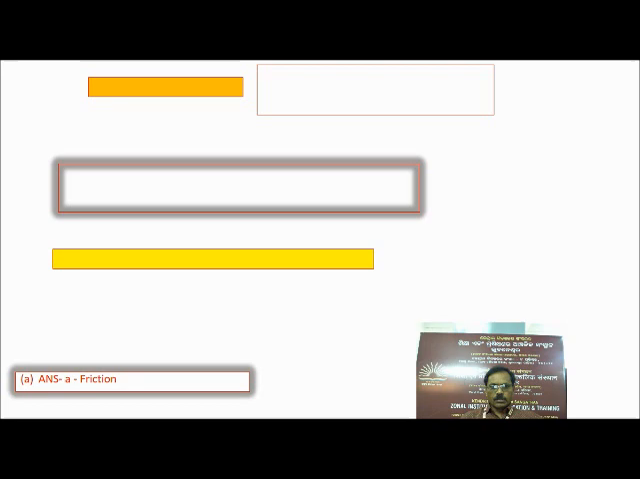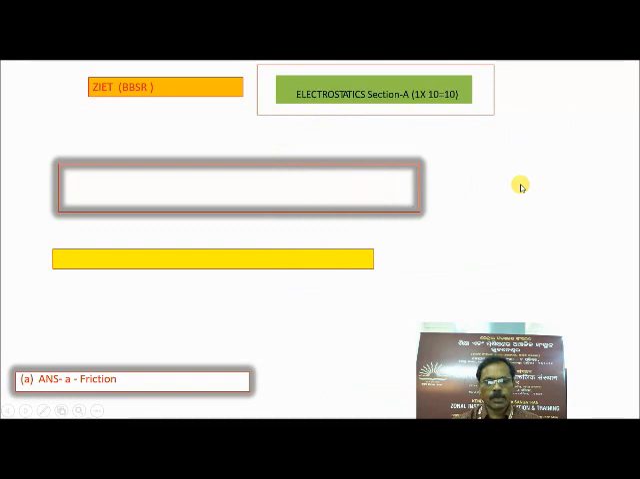Good morning friends. Today we are going to discuss some more questions in electrostatics. Let us see this. This is from JNTET Bhubaneswar, Zonal Institute of Education and Training, Bhubaneswar, and the topic taken is electrostatics, Section A, 1 into 10, 10 marks.